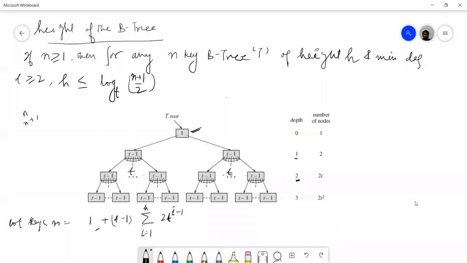So obviously this is a geometric progression, as you can see here. Okay, so let's solve it. 2 is a constant, we will take it out. What is the value of n here? This is the minimum number of keys. So n is greater than or equal to 1 plus 2(t minus 1), then sigma of i equal to 1 to h of t^(i-1).